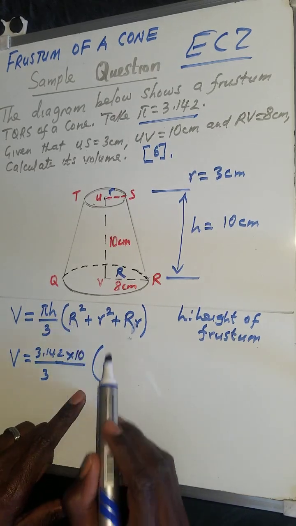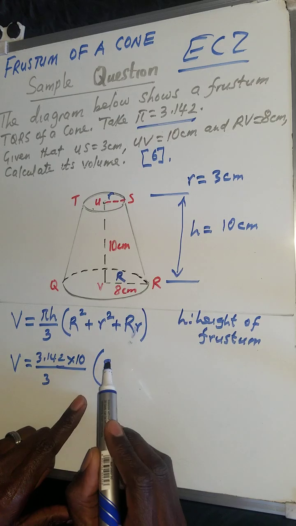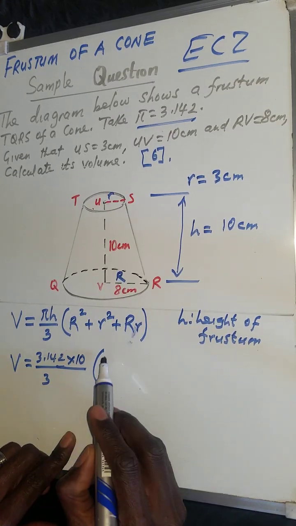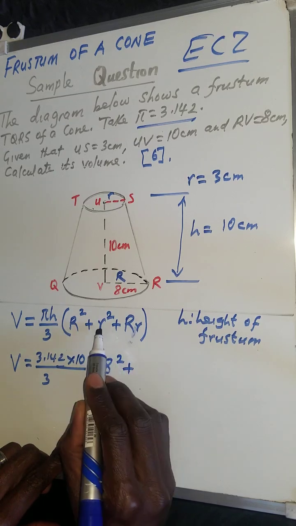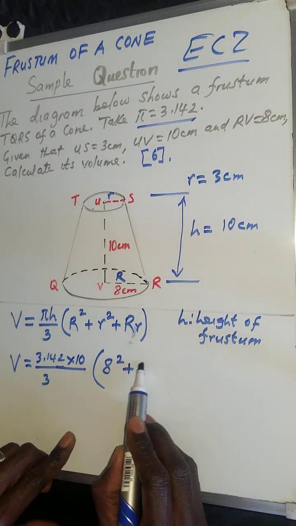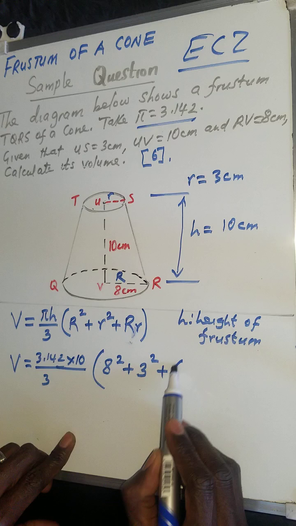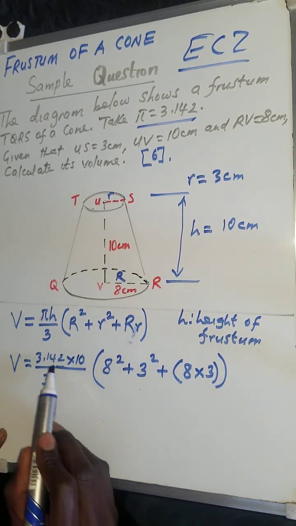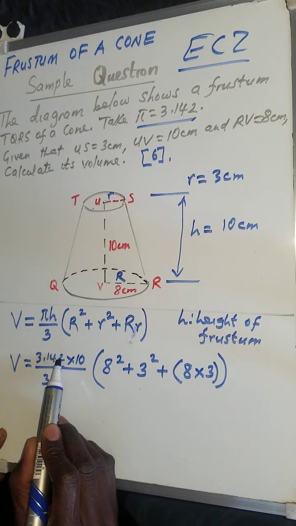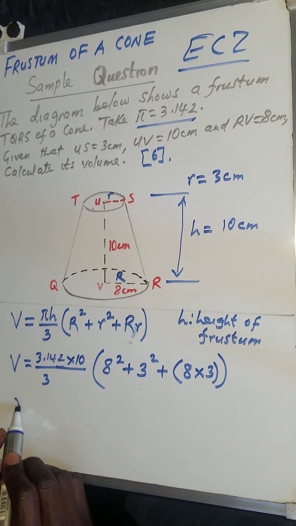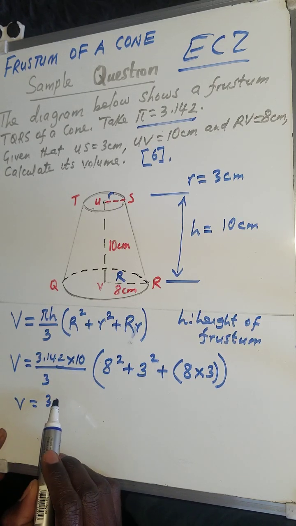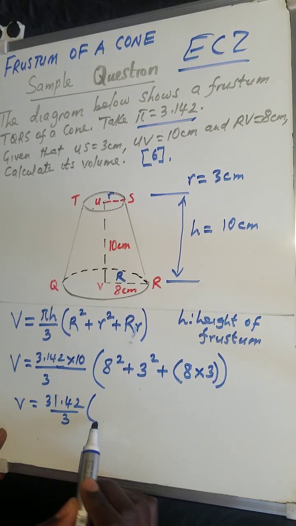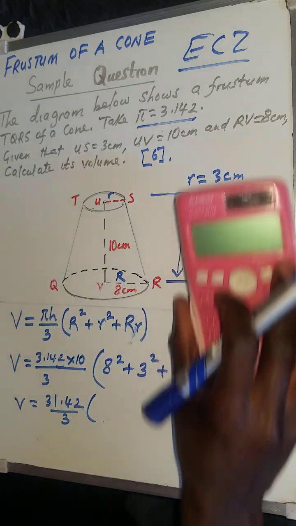What is the radius of the bigger circle at the bottom? It is 8, so that is 8 raised to the power 2, plus the radius of the smaller circle on top, which is 3 squared, plus you multiply the bigger radius times the smaller radius. So if you multiply 3.142 times 10, that gives us 31.42 divided by 3. Let's work out what is inside the bracket.